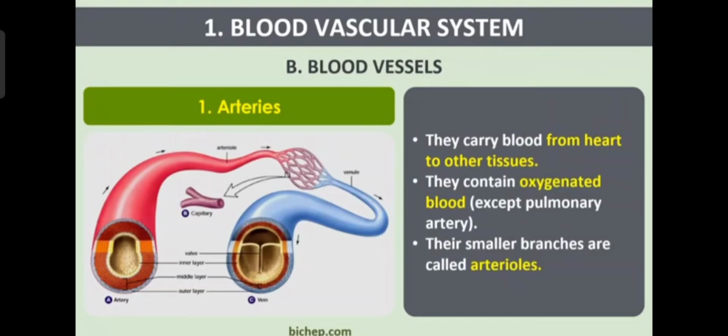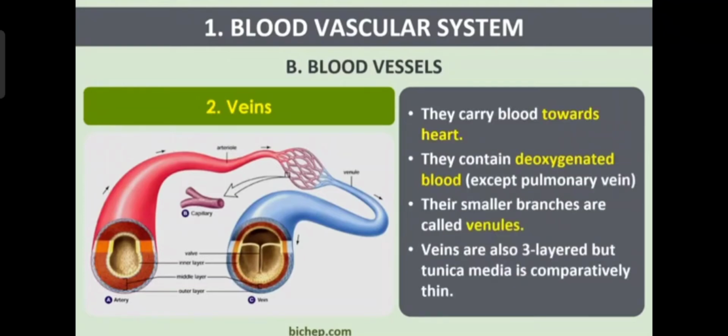What is the function of artery? Artery always carries the oxygenated blood from the heart to the tissue. But there is an exception: instead of carrying oxygenated blood, it carries the deoxygenated blood, and that exception is the pulmonary artery. Clear? Then these arteries branch into small branches, and these small branches are called the arterioles.